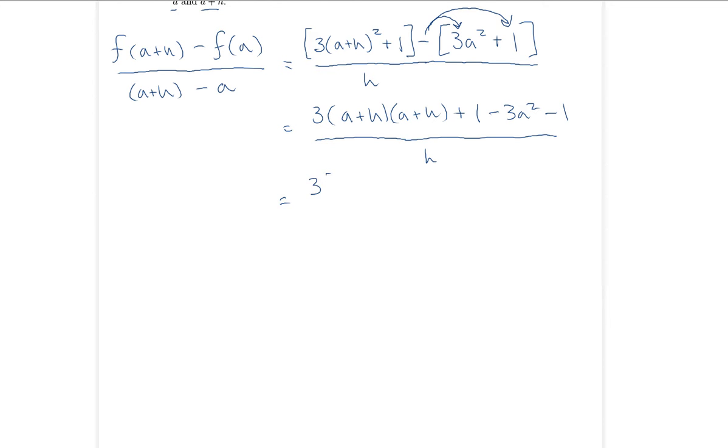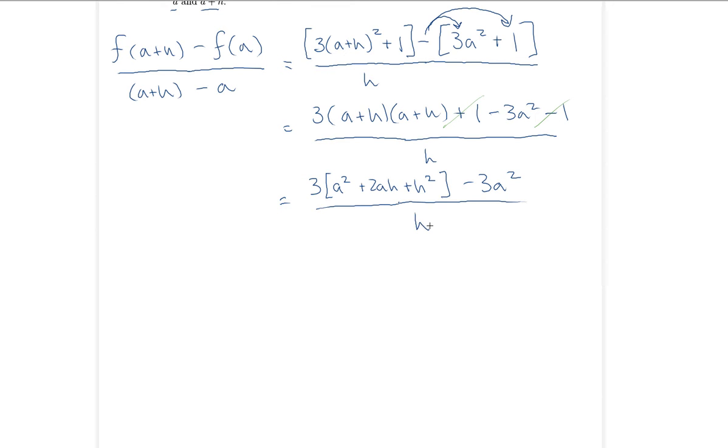So I leave the 3 on the outside, and then inside these brackets I'm going to put the result of FOILing. So that'd be a squared, a times h plus a times h, it's plus 2ah, and then plus h squared. All right, but then I can also look up here and notice that I have this plus 1 and this minus 1, right? And so that gives me 0, so I guess I'm just left with minus 3a squared, all divided by h.